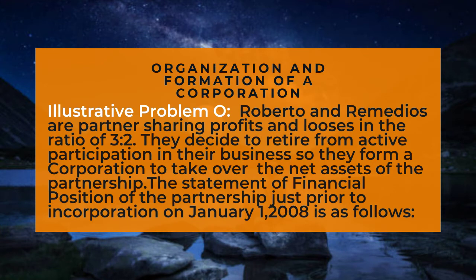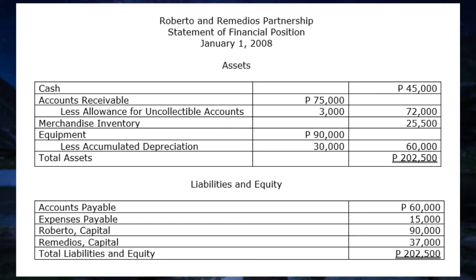Illustrative problem O. Roberto and Remedios are partners, sharing profits and losses in the ratio of 3:2. They decide to retire from active participation in their business, so they form a corporation to take over the net assets of the partnership. The statement of financial position of the partnership just prior to the incorporation on January 1st, 2008 is as follows. Roberto and Remedios Partnership, Statement of Financial Position, January 1st, 2008.